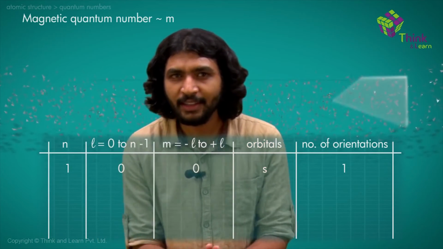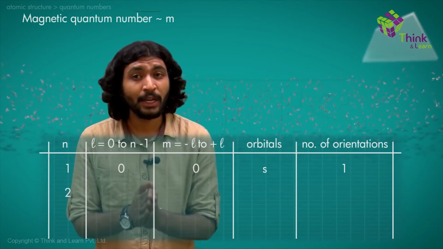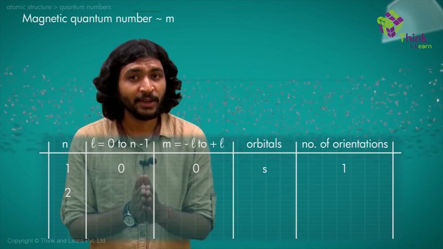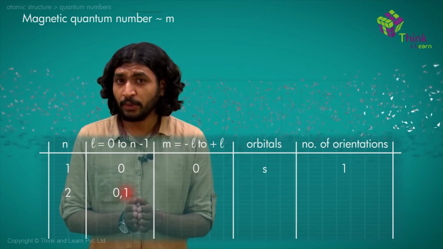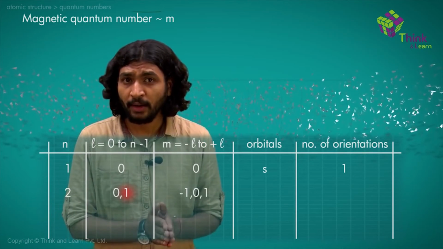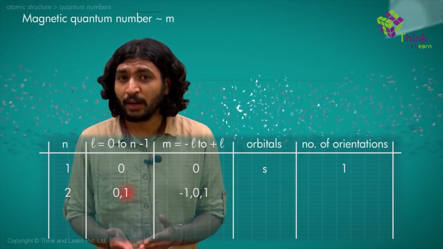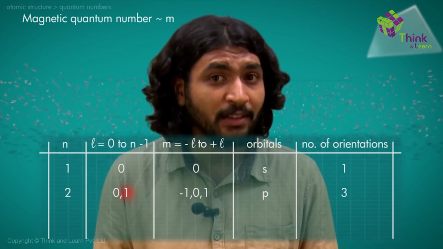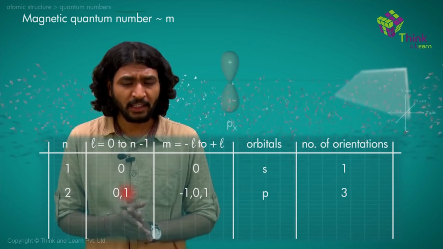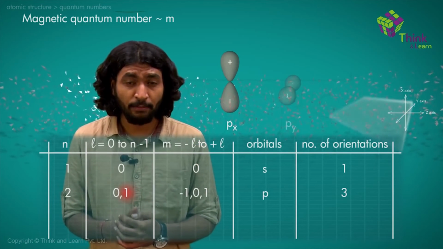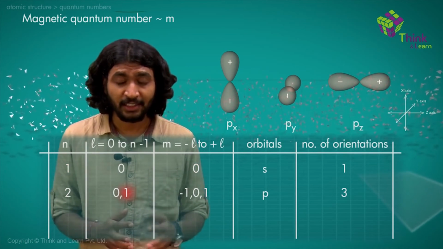Now for the second energy level, let's calculate the magnetic quantum number. For the second energy level, n is equal to 2. What's the value of L? From 0 to n minus 1, which is 0 and 1. Now for L equal to 1, what is the magnetic quantum number? M is equal to minus 1, 0 and plus 1. So there are 3 different angular orientations for L equal to 1, which means that the p has 3 different orbitals. So for our visualization, how do we represent them? We represent the p orbitals as Px, which is oriented along the x-axis, Py, which is oriented along the y-axis, and Pz, which is oriented along the z-axis.